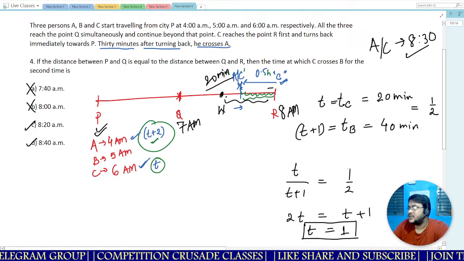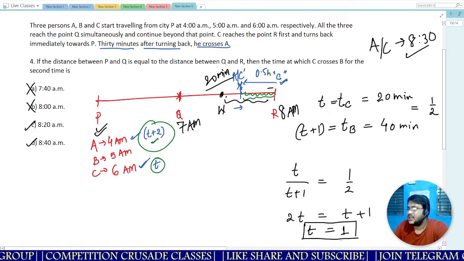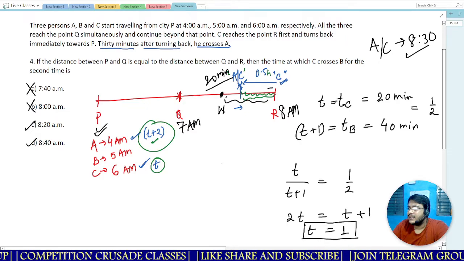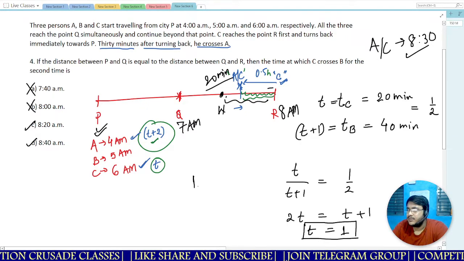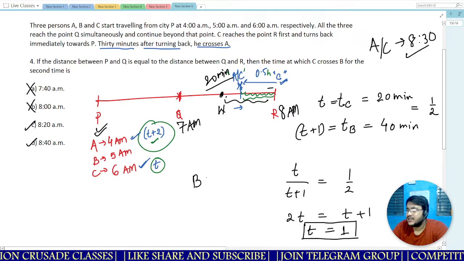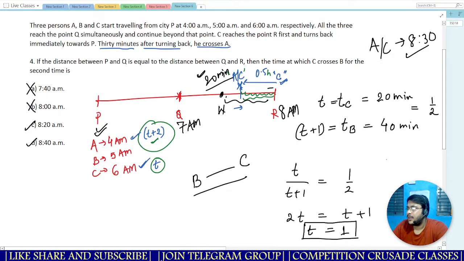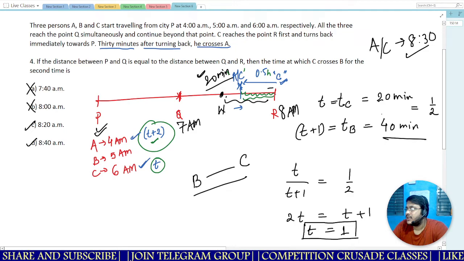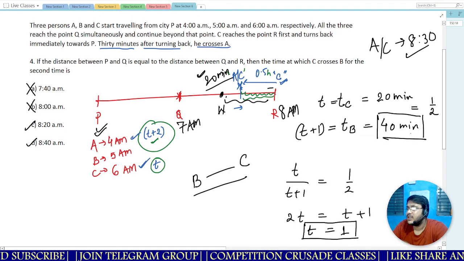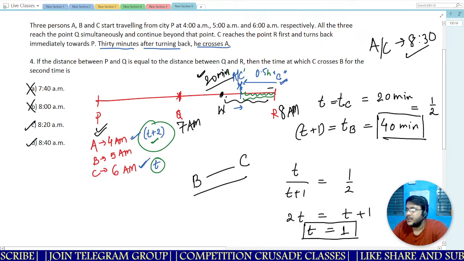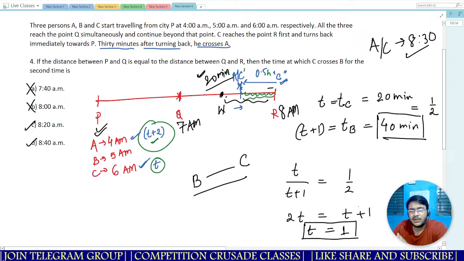This T is the gap between C and B. So the gap between B and C, when we assumed 20 minutes and 40 minutes, the gap between the two we had assumed, so we get the value of T, so we get T is equal to 1. Okay, I hope this makes sense.